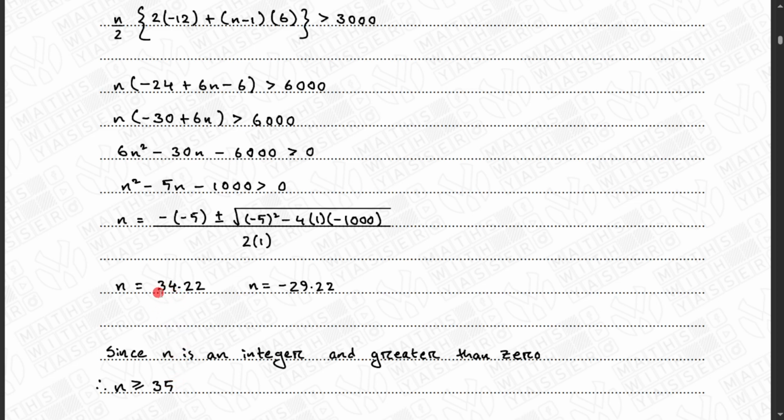That is because the 34th term will not be sufficient enough to exceed 3000. The 34th term will not be sufficient enough. That means the 35th term is the required term which exceeds 3000.